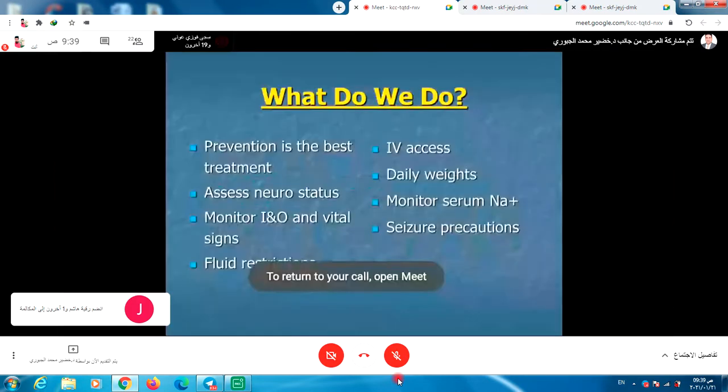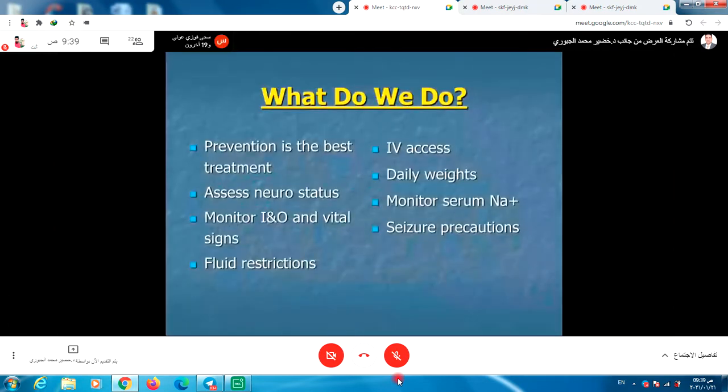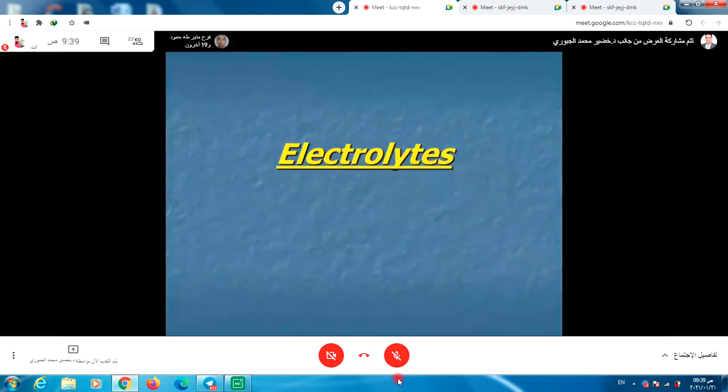What we do: we said prevention is the best treatment, assessment of the neurological status, monitoring of input-output, fluid restriction, intravenous access, daily weight of the patient, monitoring, and seizure precaution. Seizure means fit or epilepsy. Let's move on to the second topic, which is electrolytes.